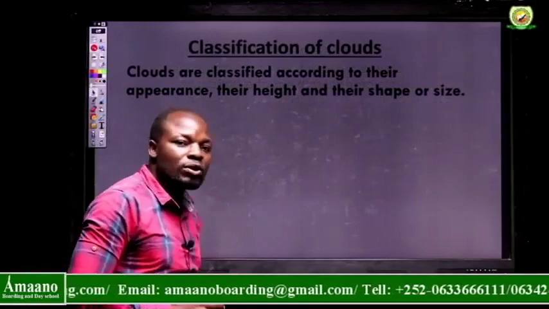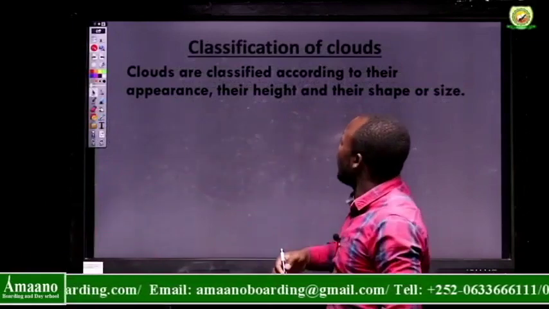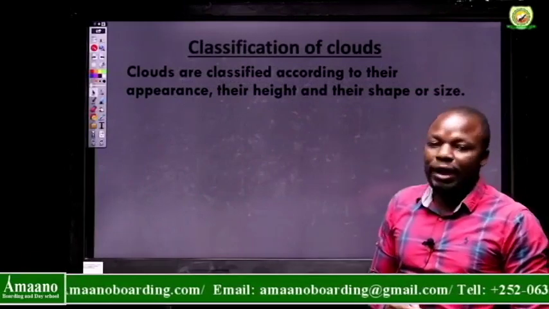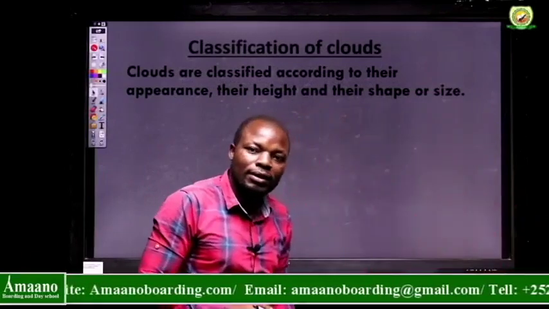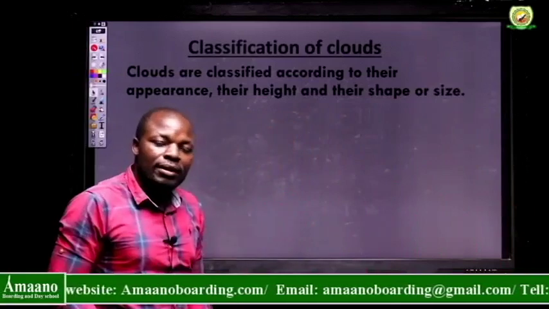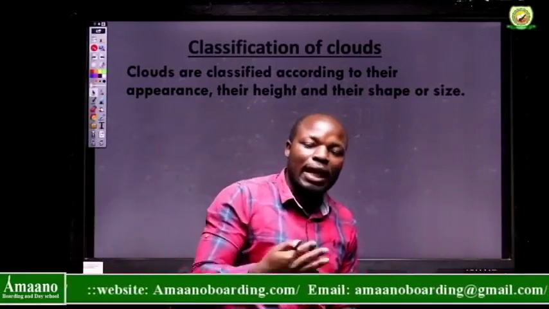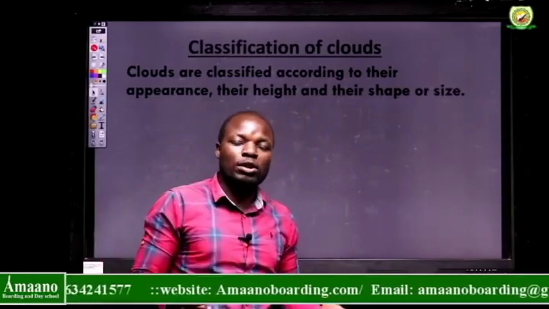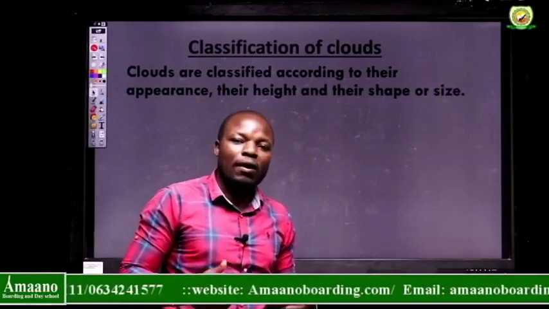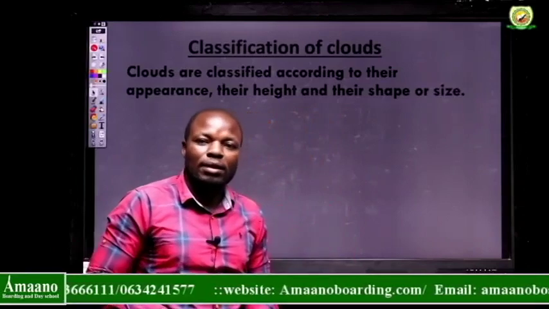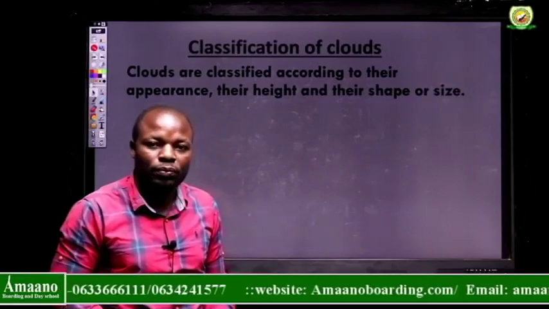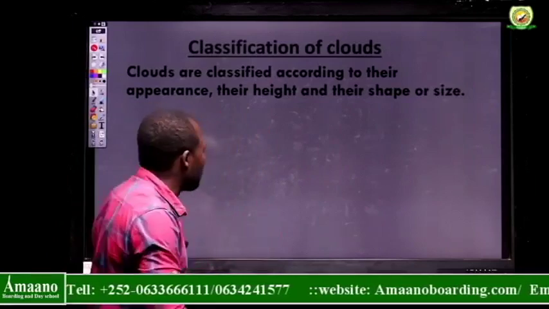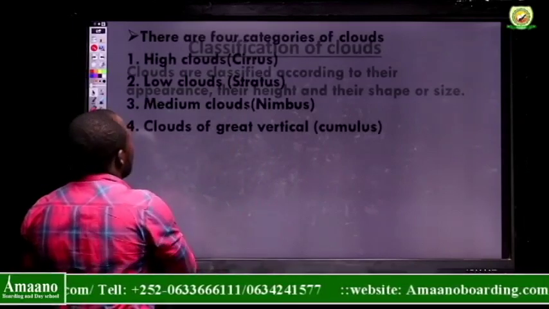Now, having said that, we shall see that clouds are classified according to their appearance, how they look, their height, their shape, and even size. That means that we looked at the types of clouds, and there were four types of clouds. All these four types of clouds are classified according to their appearance, size, and shape. So we have four types of clouds that we looked at last time.